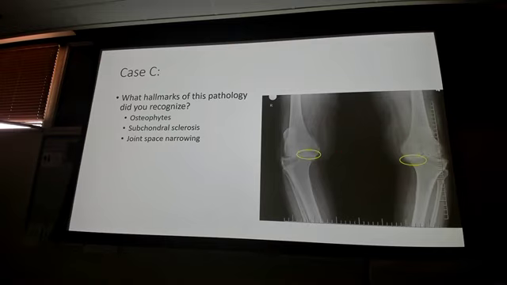Usually, it's subluxed. The femurs go towards the medial aspect, and the tibials go out towards the lateral aspect most of the time, but it's not a guarantee.